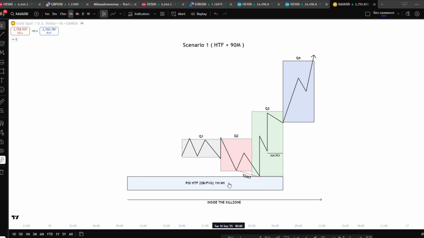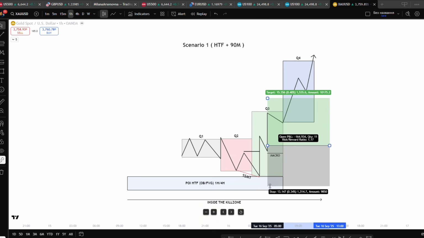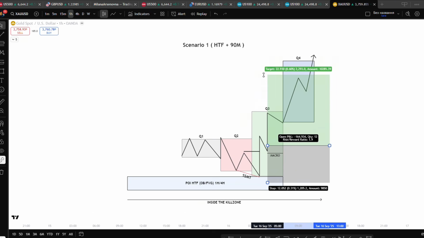The first scenario: trading with a high time frame interest zone. In this case, a significant zone like a 4-hour or 1-hour order block or imbalance is already present on the chart. My plan is to look for a trade if, during the active third quarter, the price approaches this interest zone and shows a sequential SMT between 90-minute cycles. If we get a market structure break confirmation inside the macro, it creates a strong signal to consider a position. Essentially, the price arrives at the zone, and the macro movement provides the final confirmation.